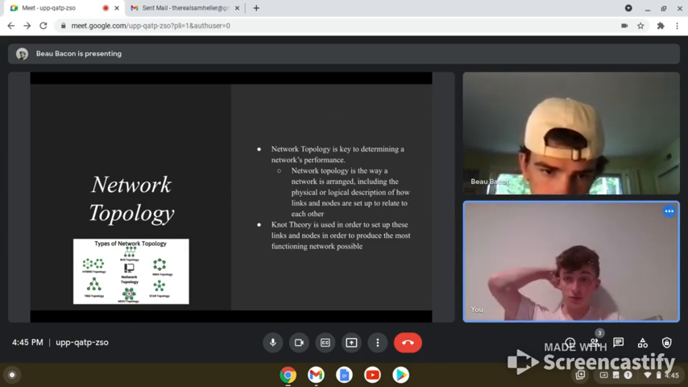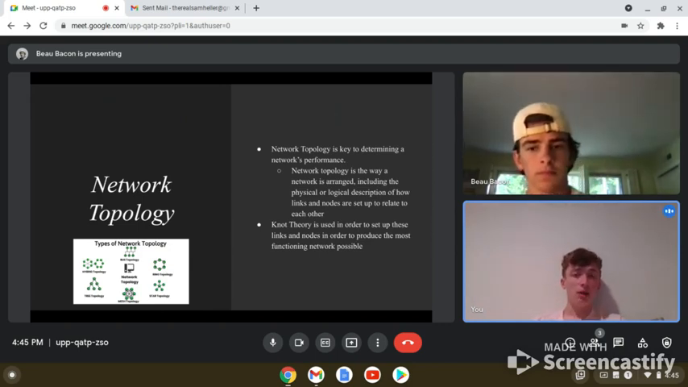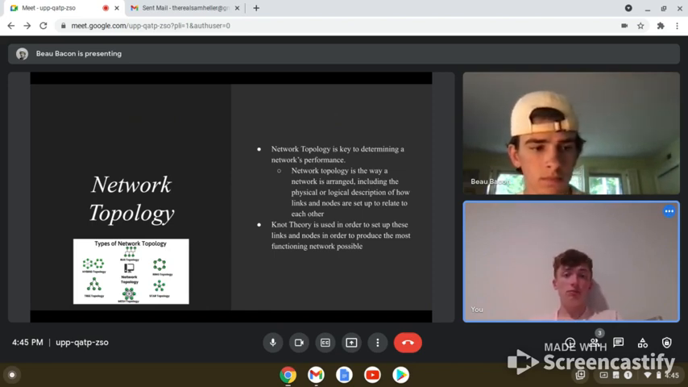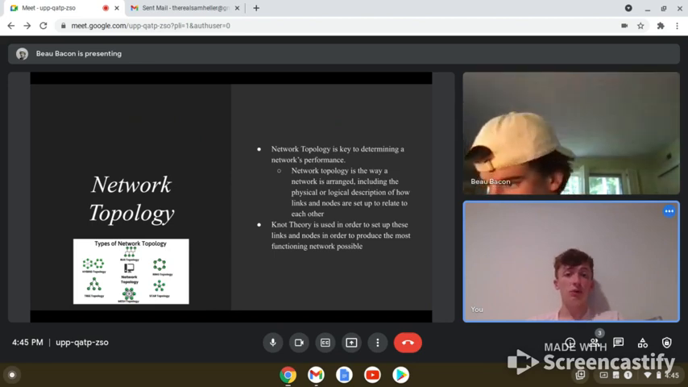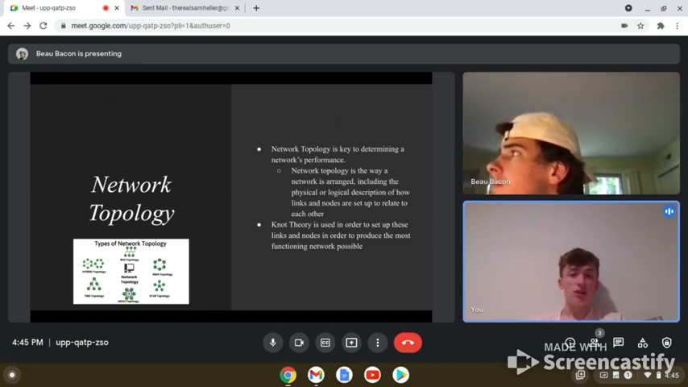So moving on, we have network topology. So network topology is like topology, but obviously in a network, in a computer atmosphere kind of. And network topology is very important and key to determining a network's performance because it's really the way that the network is arranged, including the physical or logical description of how links and nodes are set up to relate to each other. And we are able to use knot theory to set up these links and nodes in order to produce the most functioning network possible.